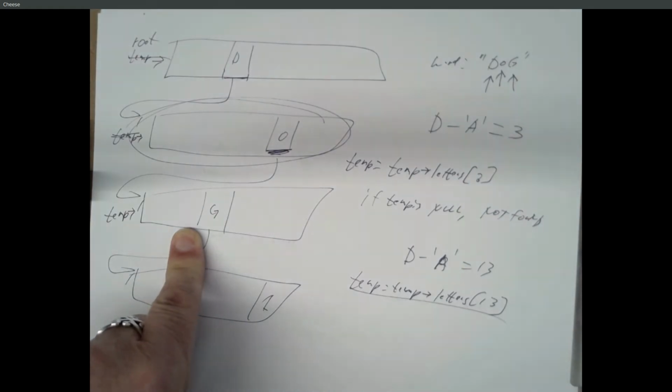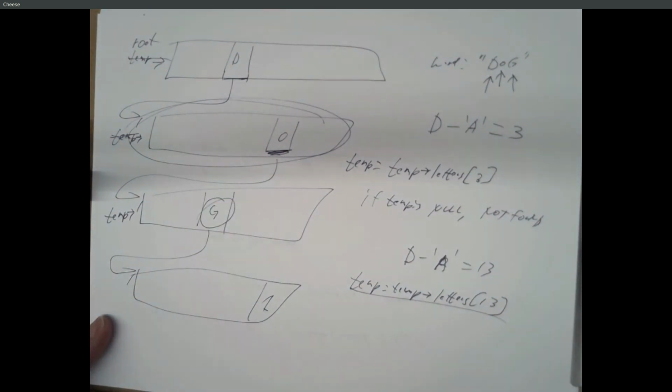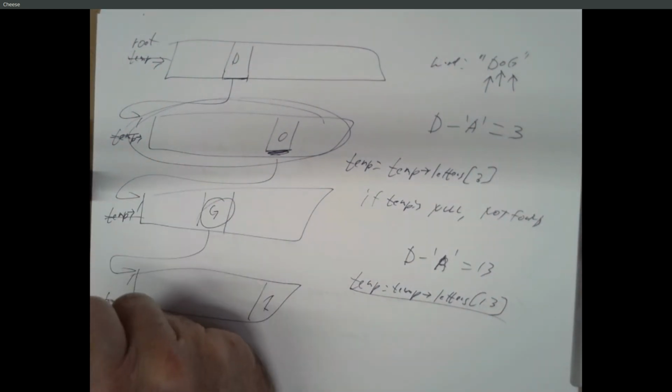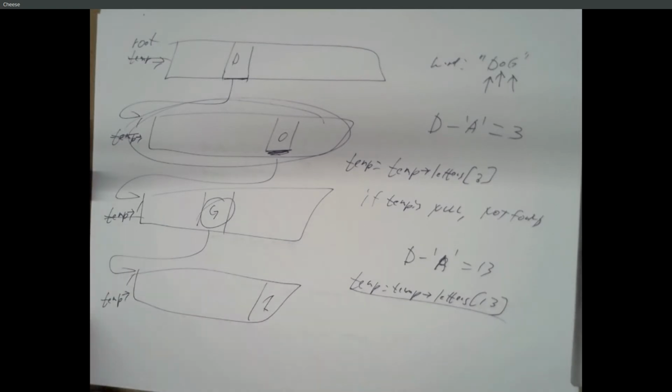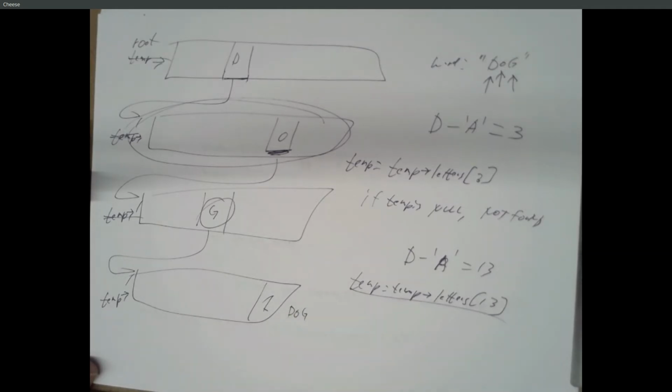Do G minus letter A, that's going to give me a 7. I'll look at temp letters bracket 7, and when I set temp equal to that, temp will be pointing to this last node. If temp's not null, I don't return. I kick out of my loop, and now I know temp should be pointing to this node that should have end of string set. Now I just see if temp arrow EOS is equal to 1. And if it is, you found a dog. Return a 1, otherwise return a 0.